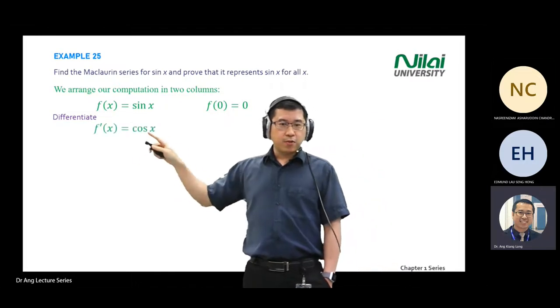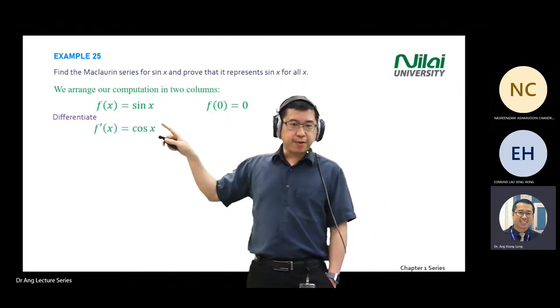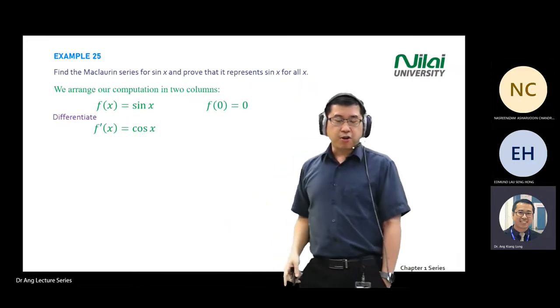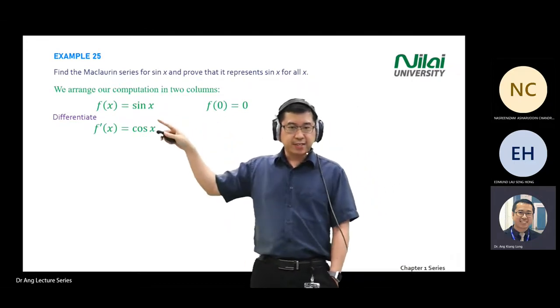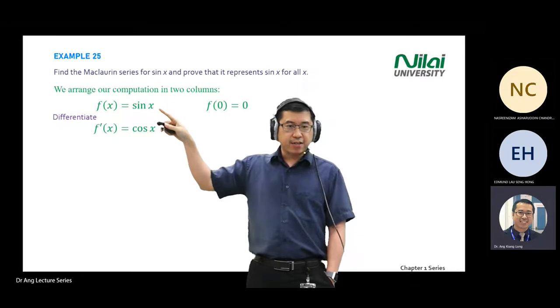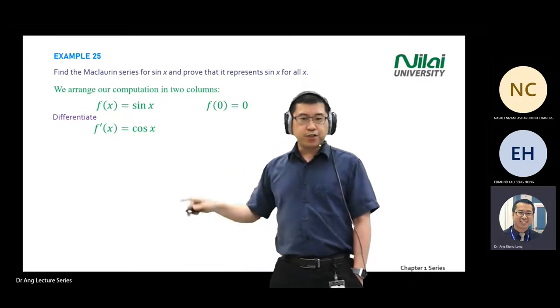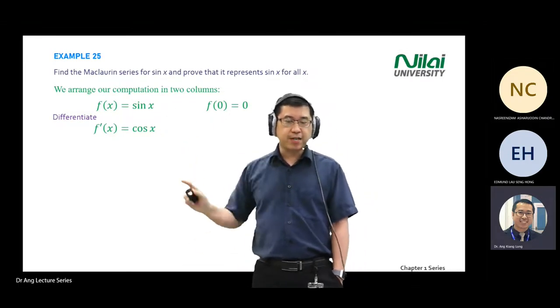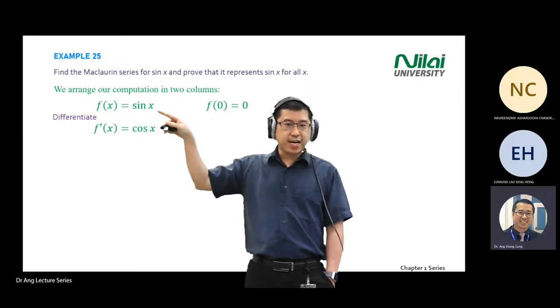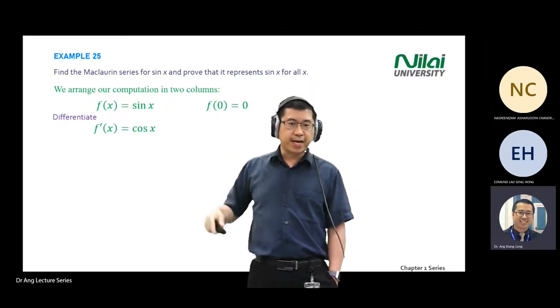So when you start differentiating, you see f, you have a comma there. The comma means you divide dx. Okay, you divide dx. Sine x, you differentiate sine x, what do you get? You get cos. You divide dx sine x, you get cos x.